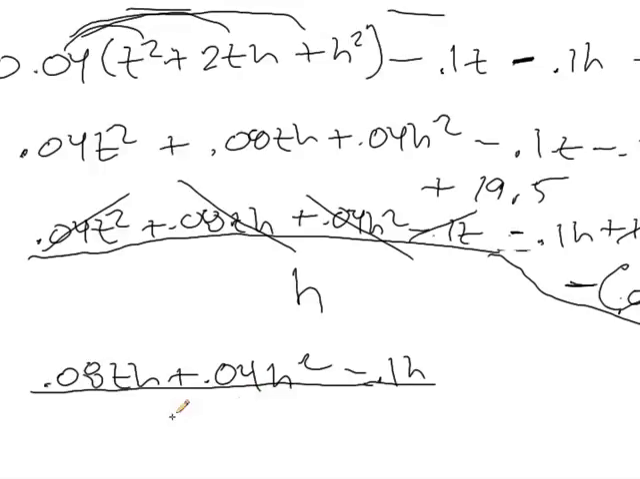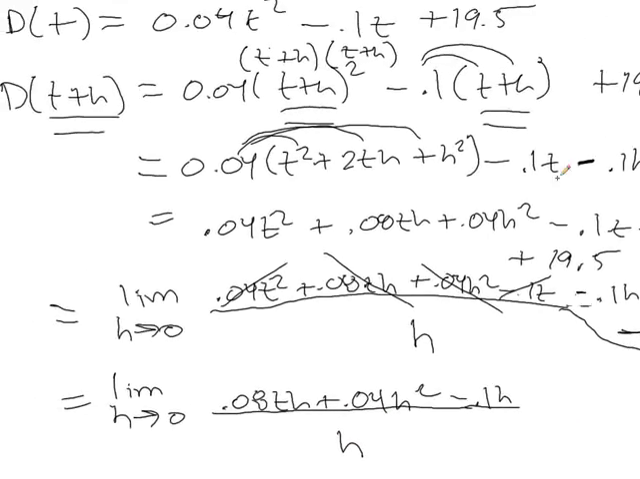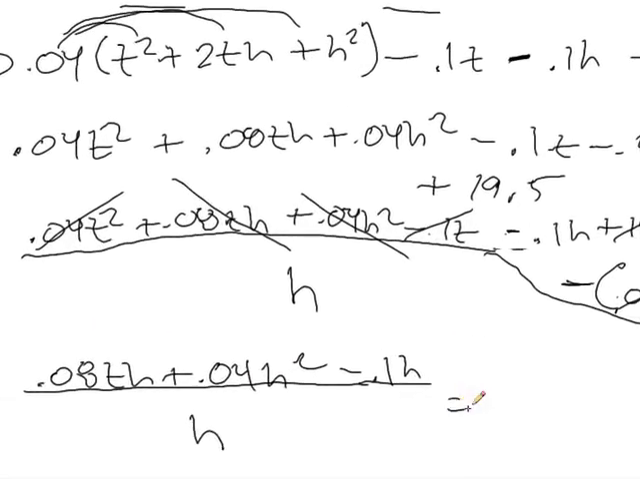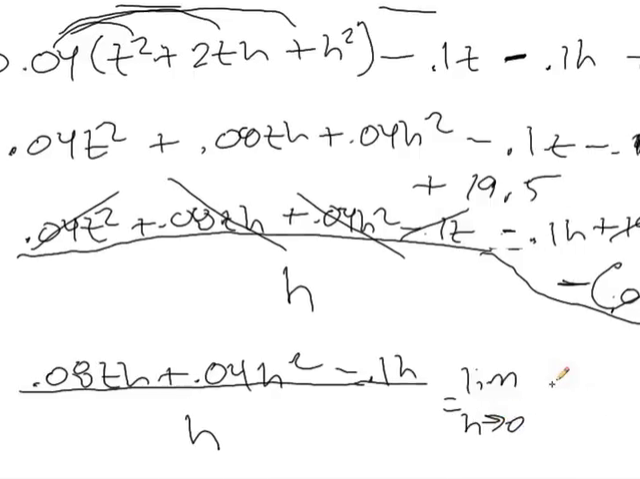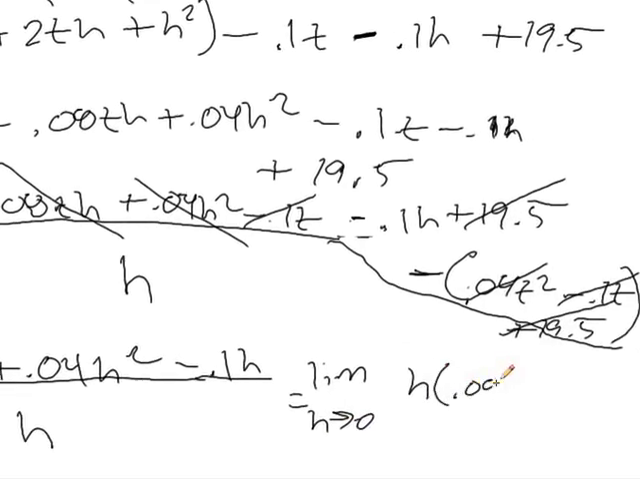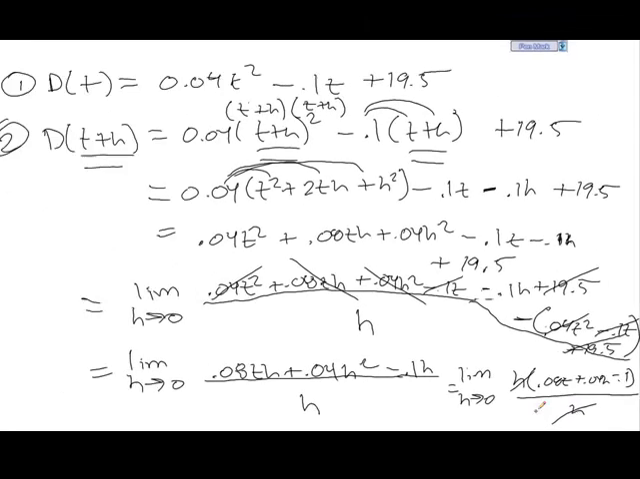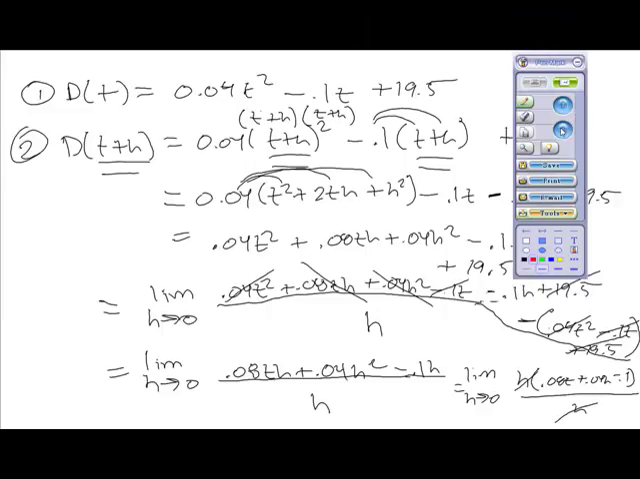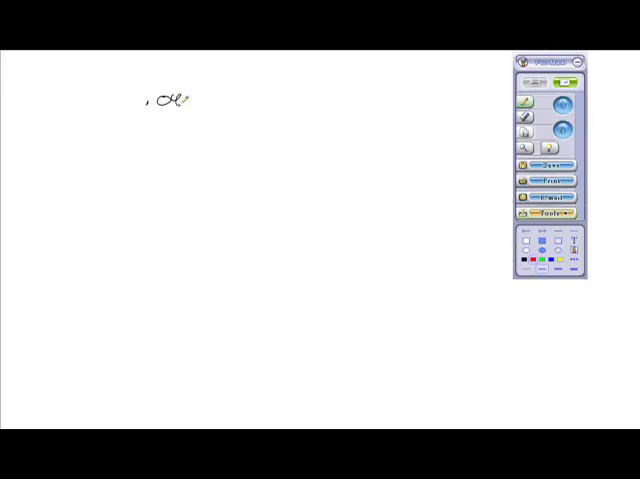All three of these terms have an h in it, which I can now factor out. So I will do that right over here. I'm going to write down my little reminder that I'm going to have to plug in 0 for h eventually. Factor h out, 0.08t plus 0.04h minus 0.1, and that's over h. So these guys go away. And I'm almost done. 0.08t. So this is the limit as h goes to 0.